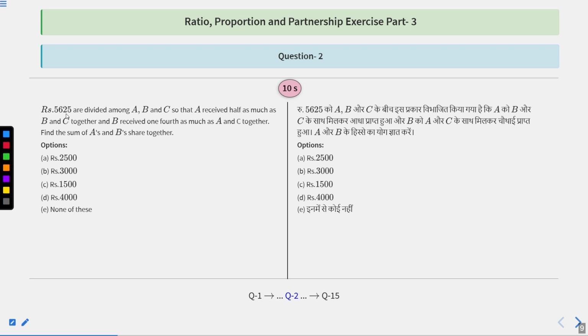Rupees 5,625 are divided among A, B and C so that A received half as much as B and C together. B received 1/4 as much as A and C together. Find the sum of A's and B's shares together. Clear? You have 5 options and 10 seconds to analyze the question. Your time starts now.